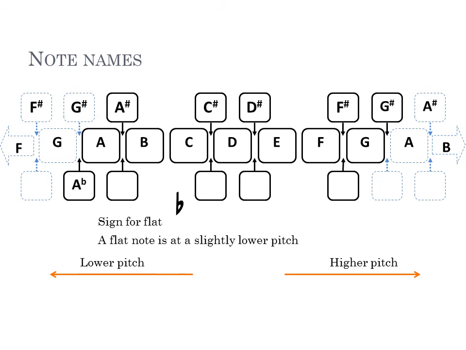We'll take the A as an example. If we take the A and make it flat, it means that it's moving to the left, but not so far that we end up on the G. So this note ends up right in between the G and the A. And as you can see, there is already another note in the same place. And if we look above, that's the G sharp. So the A flat and the G sharp are actually ending up on the same place.